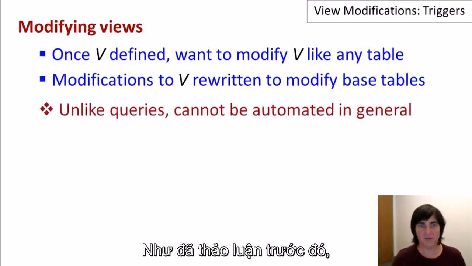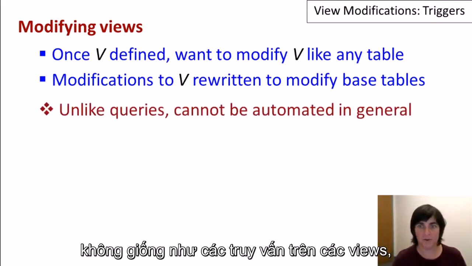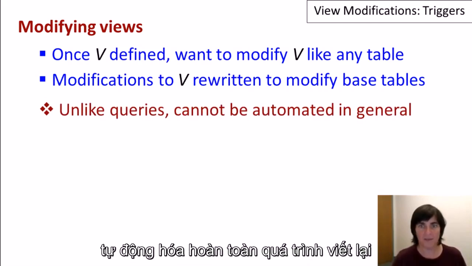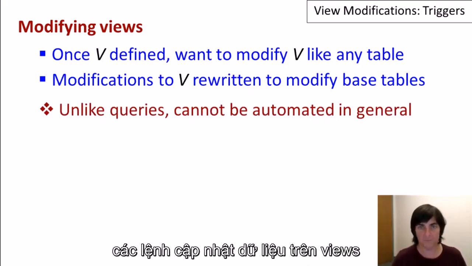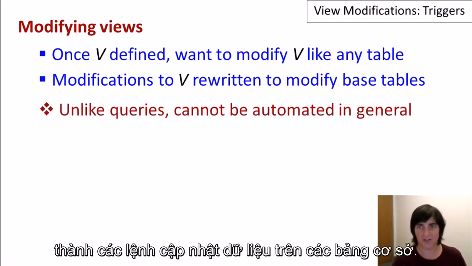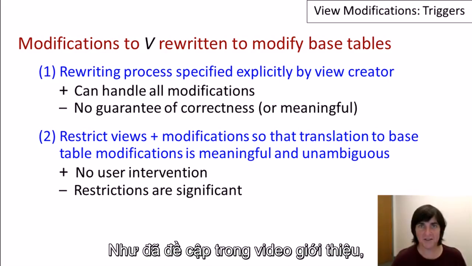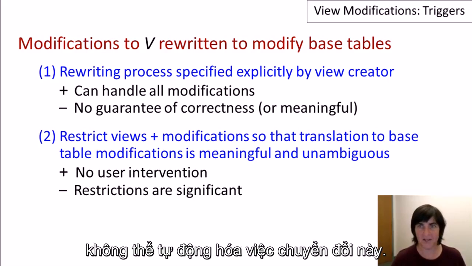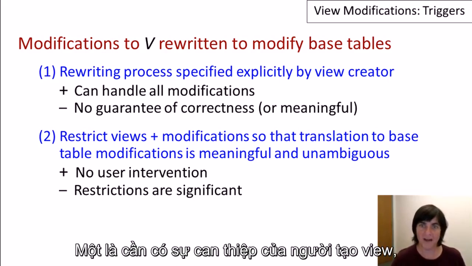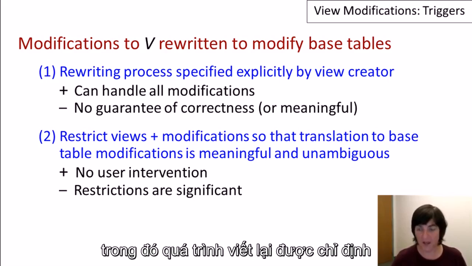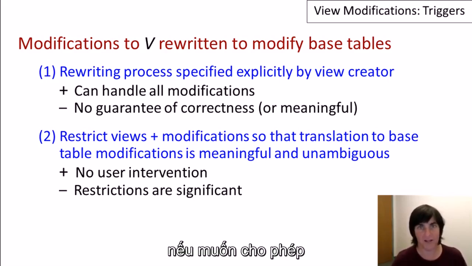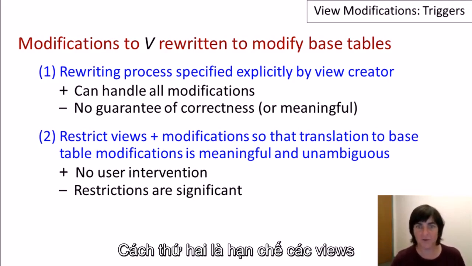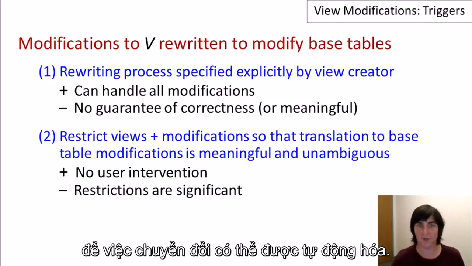And as we talked about previously, unlike with queries over views, we can't in general automate the process of rewriting of modifications on views into modifications on the base tables. As we discussed in the introductory video, there are two basic approaches to dealing with the fact that the translation can't be automated. One is to have intervention by the view creator, where the rewriting process is specified as part of creating a view if we want to allow that view to have modifications against it. And the other is to restrict the allowed views and modifications so that the translation can be automated.